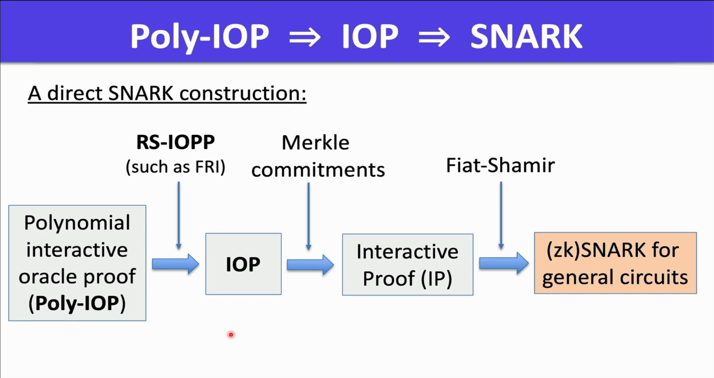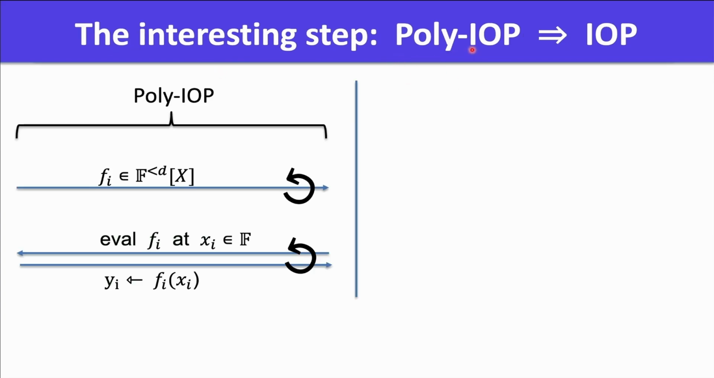And so in a bit more detail, the picture when we use IOPPs looks like this. We start from a Poly-IOP. It turns out we can use a Reed-Solomon IOPP to convert this to an IOP. And once we have an IOP, we can use the BCIKS compiler to convert that into a SNARK. So the interesting step in this process is how do we convert a Poly-IOP into an IOP? And doing so is going to make us develop some very interesting tools. So let me explain why this is such an interesting problem.